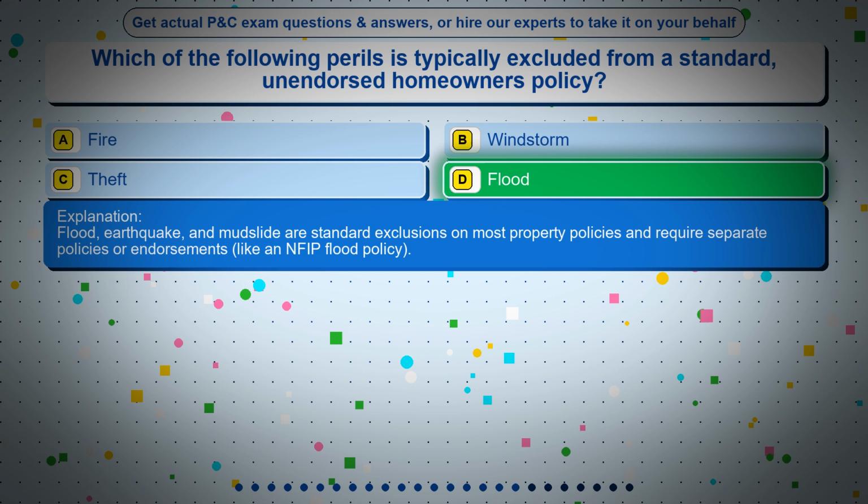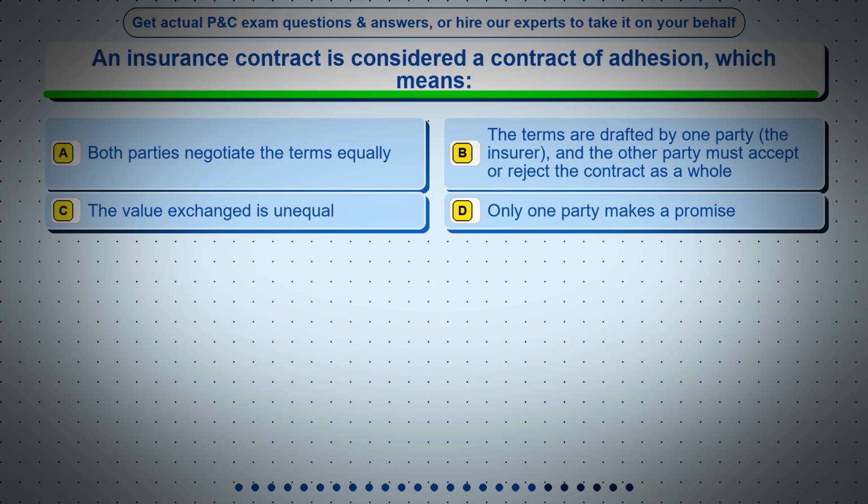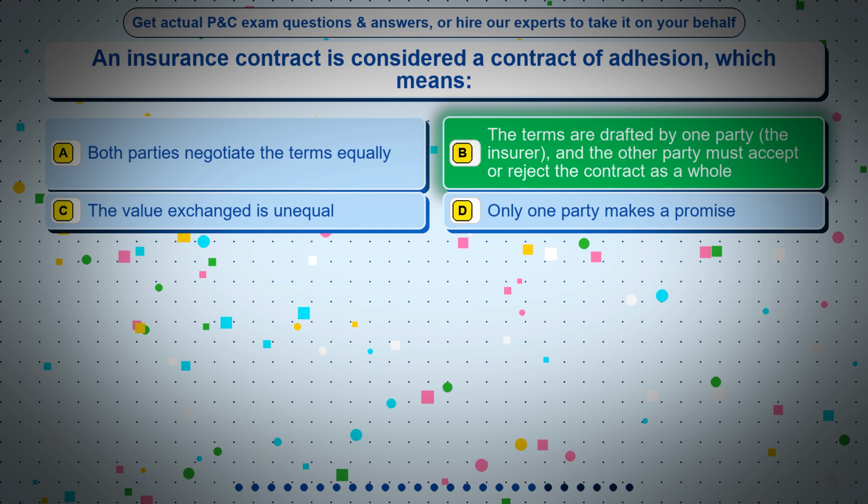flood policy. Question 19. An insurance contract is considered a contract of adhesion, which means, option A, both parties negotiate the terms equally. Option B, the terms are drafted by one party, the insurer, and the other party must accept or reject the contract as a whole. Option C, the value exchanged is unequal. Option D, only one party makes a promise. The correct answer is option B.